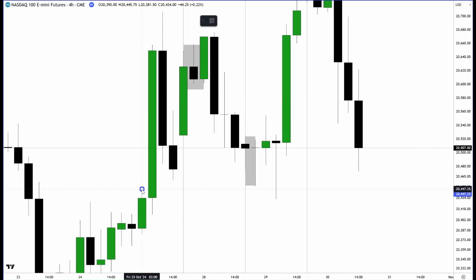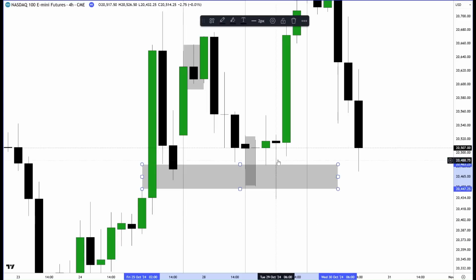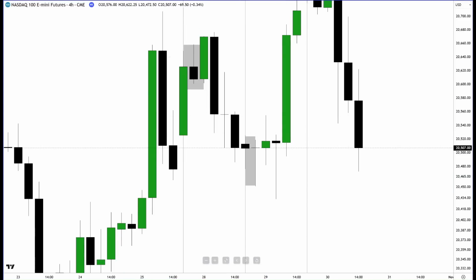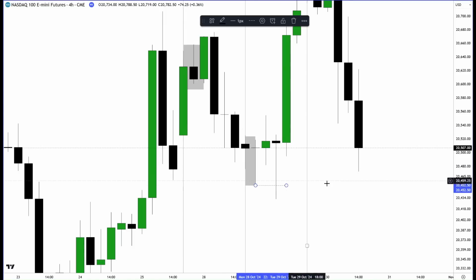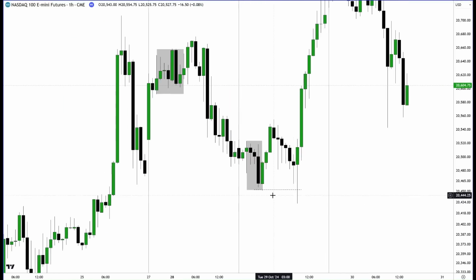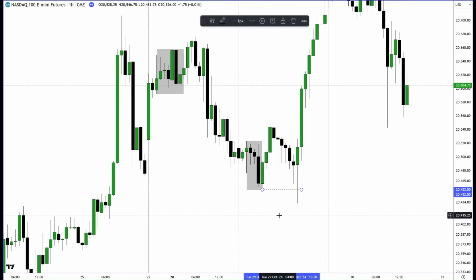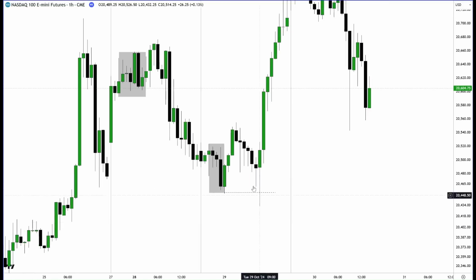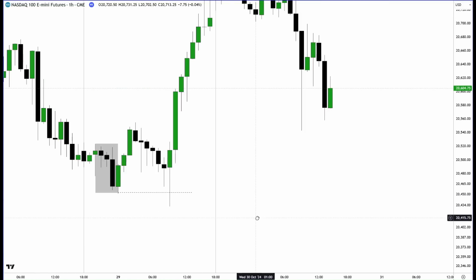As you guys can see, we have a clear 4-hour fair value gap right over here. And we have a clear 4-hour low right over here. Very clear 4-hour low. Okay, let's drop down time frames to the 1 hour. The 4-hour low becomes a little bit more clear for us. This is the 4-hour low.